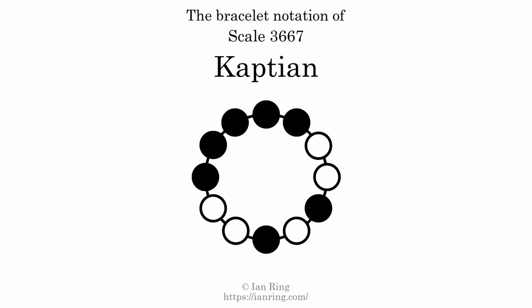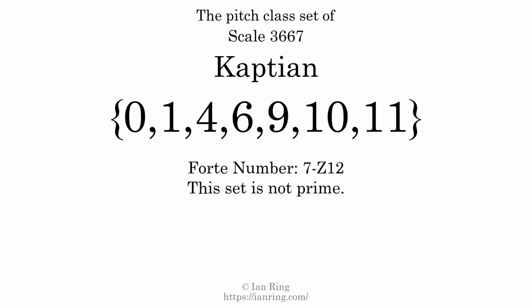This is a bracelet notation diagram of scale 3667. The shaded circles represent tones that appear in the scale, and they are read clockwise, starting at the top. The pitch class set for this scale is 0, 1, 4, 6, 9, 10, 11. The forte class is 7Z12. This set is not prime.